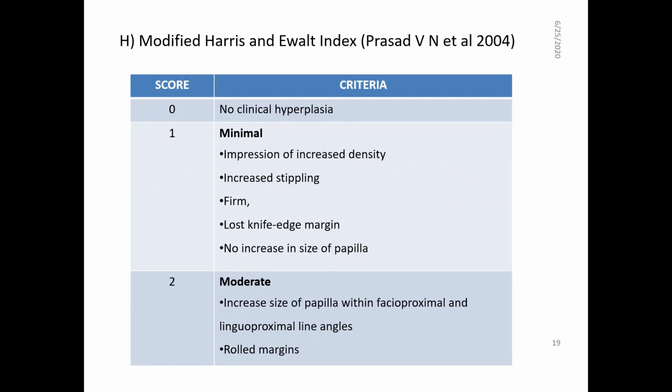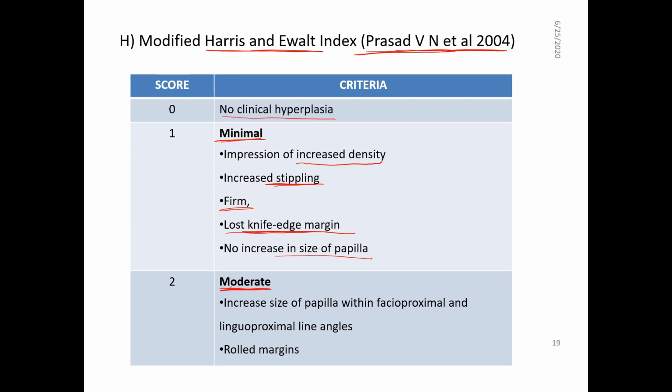Now the last one is modified Harris and Ewald index, which was modified by Prasad VN et al. in 2004. It is the first index we have studied, and this is the modification of that index only, which was given in 1942. Here score 0 represents that there is no clinical hyperplasia. Score 1 represents minimal hyperplasia with the characteristic of impression of increased density. There would be increased stippling. It would be firm, but it has lost its knife edge margin and there is no increase in the size of papilla.